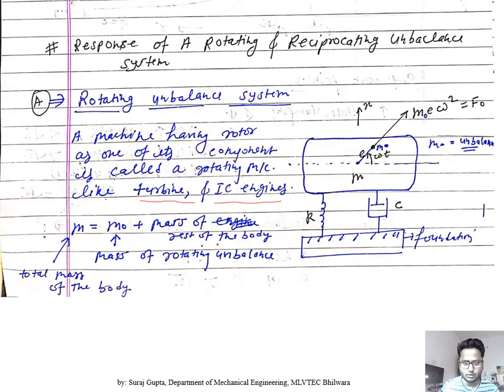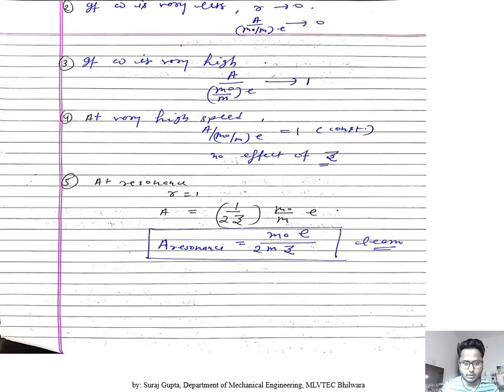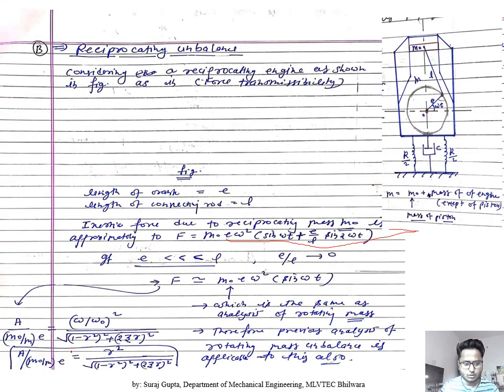To balance the inertia force in the rightward direction in this equation, we have this formula. The same formula will be applied for the reciprocating unbalanced system. So the formula will be the same for the transmissibility, we can have the same important points for the same numerical, the conclusion is the same, and the characteristic curve is the same for the reciprocating unbalance.